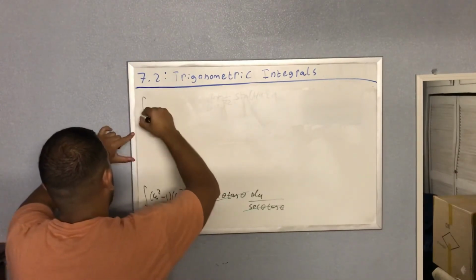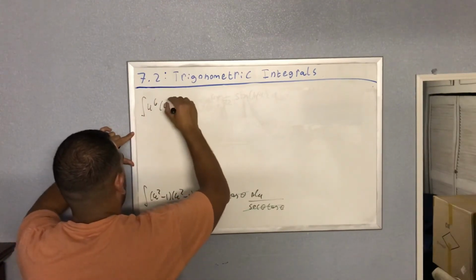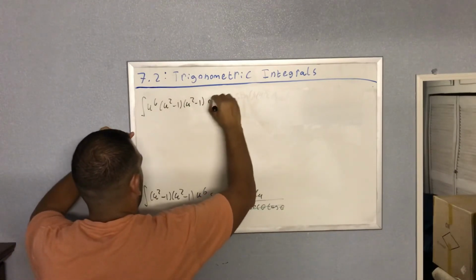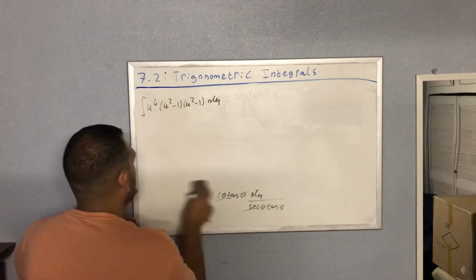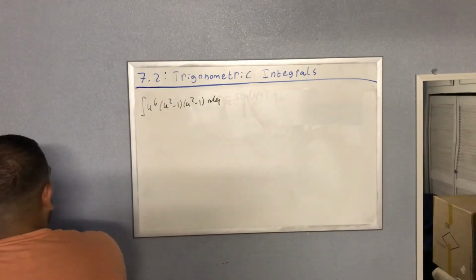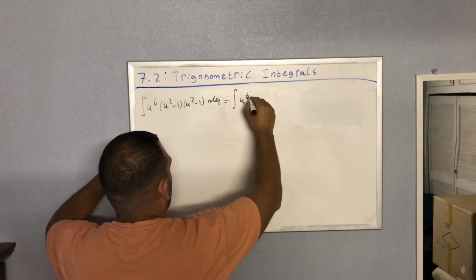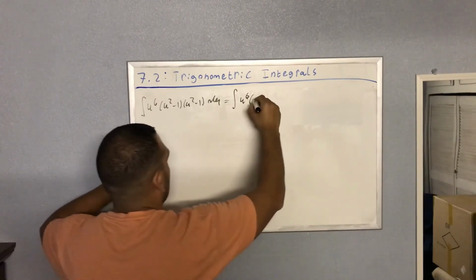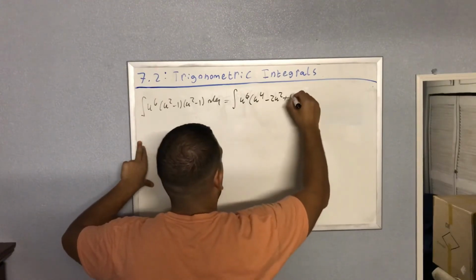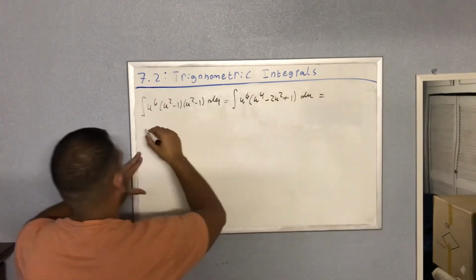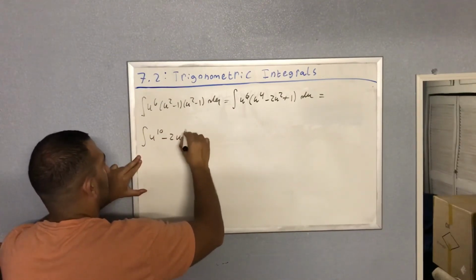So now I'll put this u to the 6 out in front. And then after some algebra, this turns into everybody's favorite type of integral. You just use the power rule a bunch of times. So this becomes, once you FOIL this out, u to the 4th minus 2u squared plus 1. And then distributing the u to the 6th, u to the 10th minus 2u to the 8th plus u to the 6th.